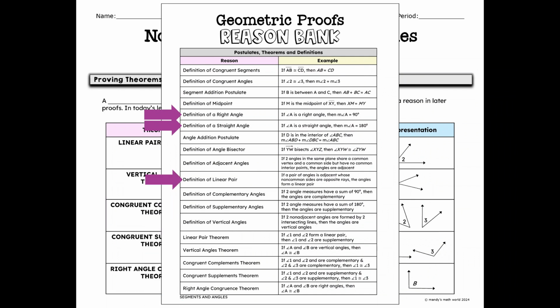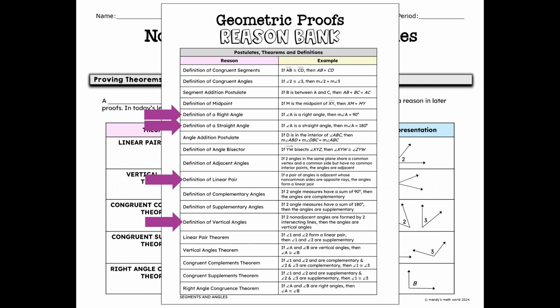We are not going to be using the definition of adjacent angles today, but you will need to know it, and you can just refer to that, go over it. Definition of a linear pair. This tells us that if a pair of angles is adjacent, whose non-common sides are opposite rays, the angles form a linear pair. It's just two angles that basically added together form a straight line.